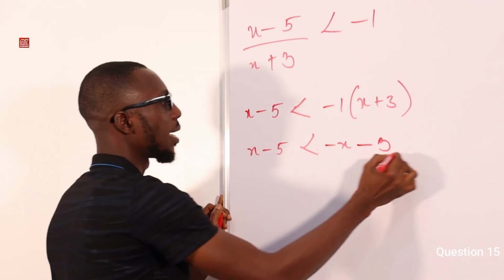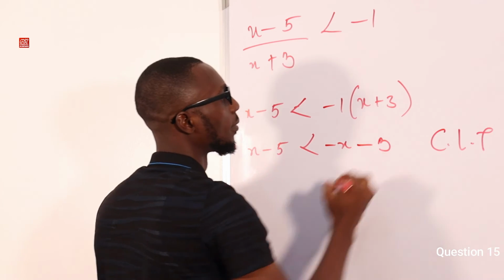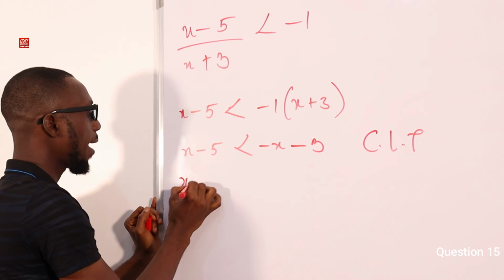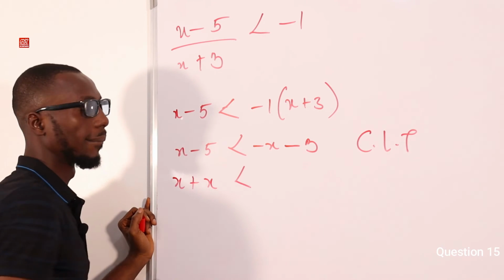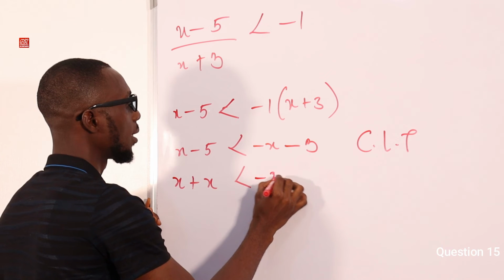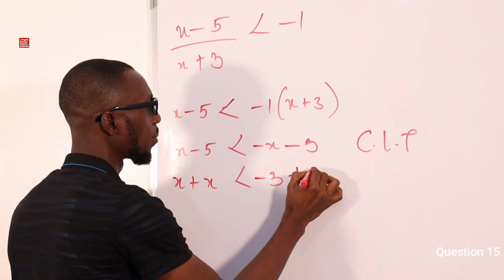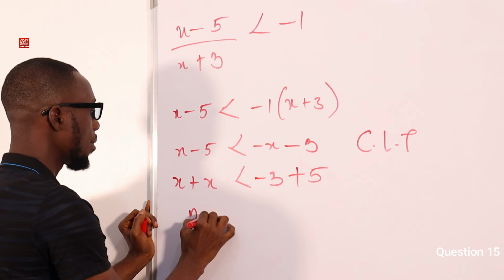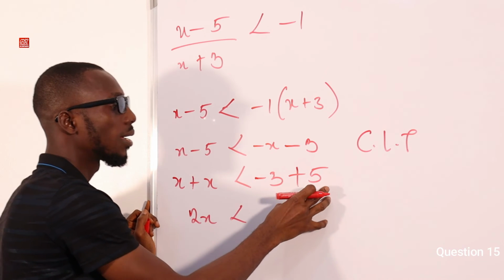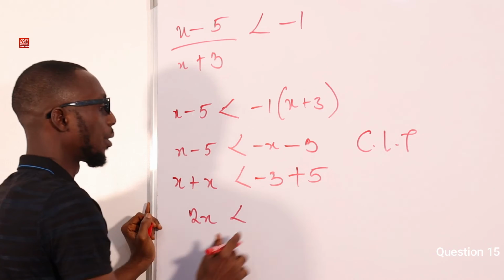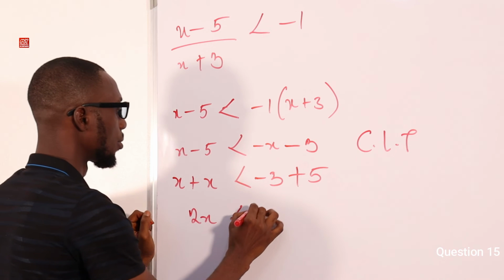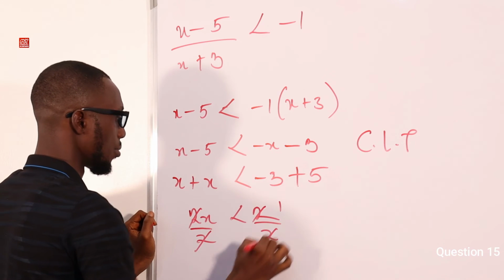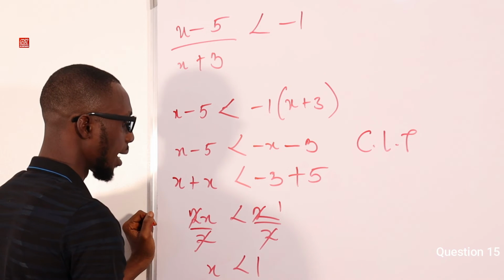Okay, when we collect like terms, when minus x comes here, it becomes plus x. So I have x plus x, right? We have minus 3. When this comes here, it becomes plus 5. So x plus x, we have 2x less than minus 3 plus 5. That is 2. So dividing both sides by 2, I have x is less than 1.